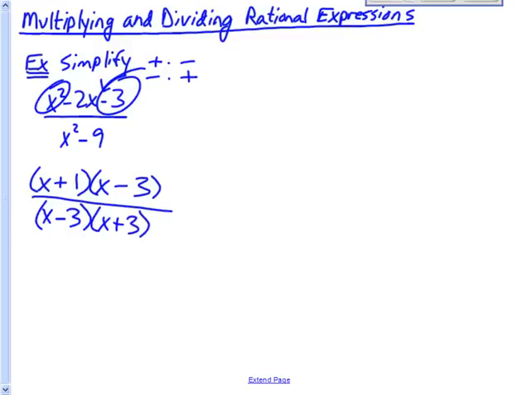I've got this x plus 1 times the x minus 3, all over x minus 3 times x plus 3. That means the x minus 3 over x minus 3 simplifies to 1. So you're just left with x plus 1 over x plus 3 in this case. Okay, so factor it down, cancel any common factors that you have. That's the name of the game.